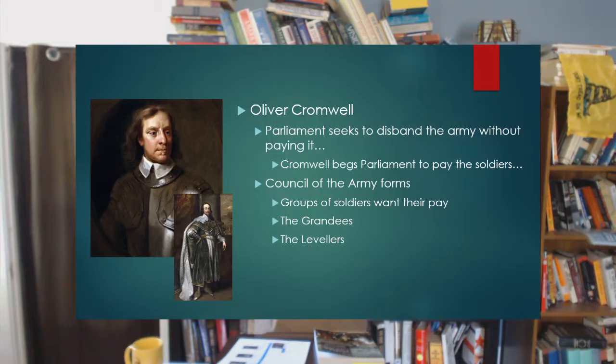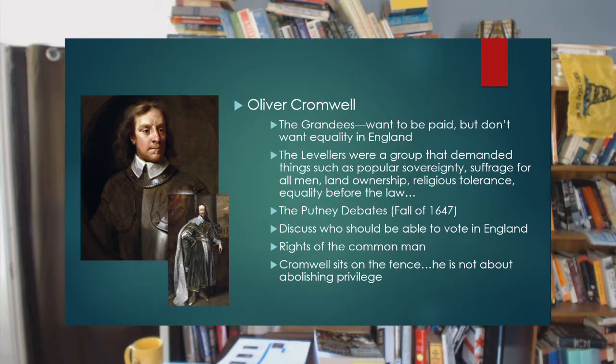One of the examples of this problem with the Parliament side is Parliament doesn't pay the army, and the army forms something called the Council of the Army. You basically have two groups, the grandees and the levelers. Both groups want to be paid, but the grandees are more the gentlemen. They don't want much to change socially. The levelers, they really want things to change. They want popular sovereignty. They want suffrage for all men. They want land ownership, religious toleration, equality before the law.